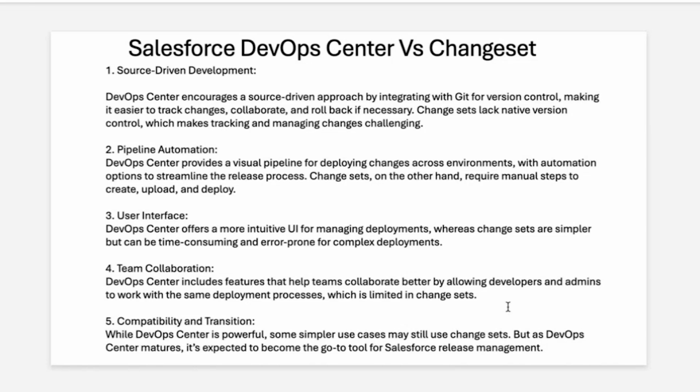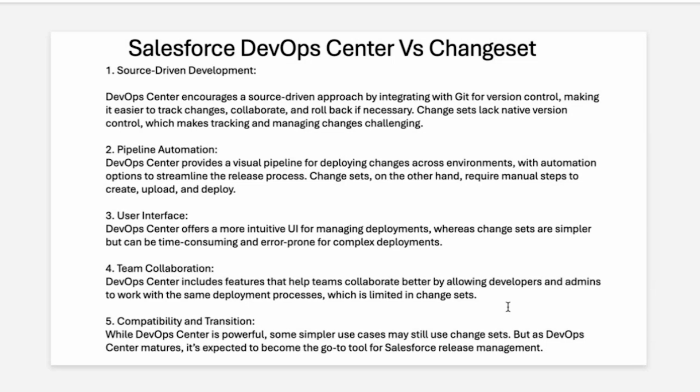So first thing is source-driven development. In the ChangeSet, we don't have any GitHub repository connected, but in the DevOps Center, we have a GitHub repository connected. So we can track the old changes. We will get to know what was the previous code, the current code, all those versioning we can see.